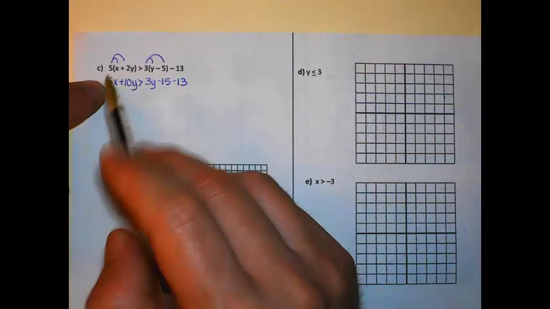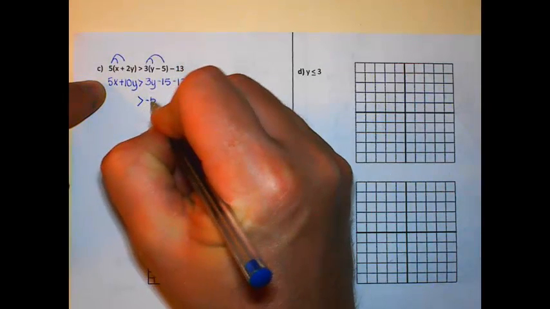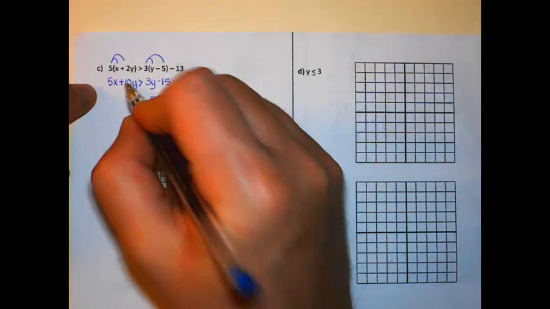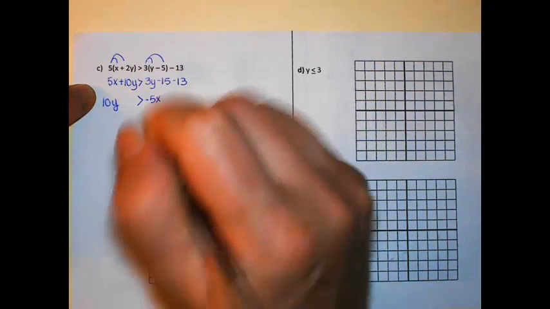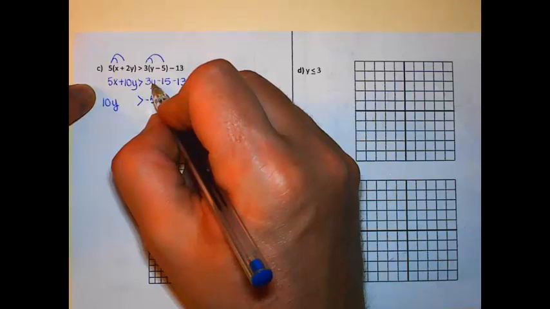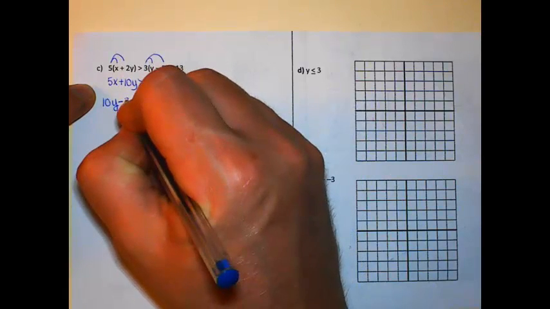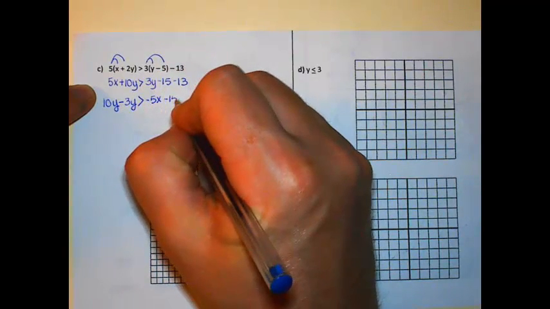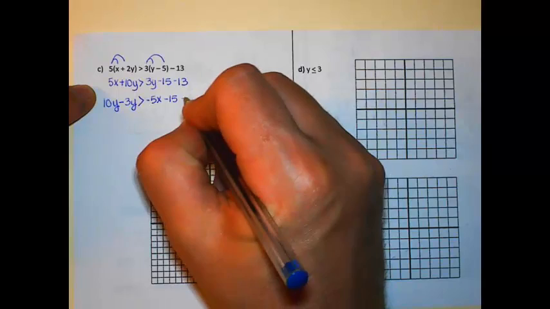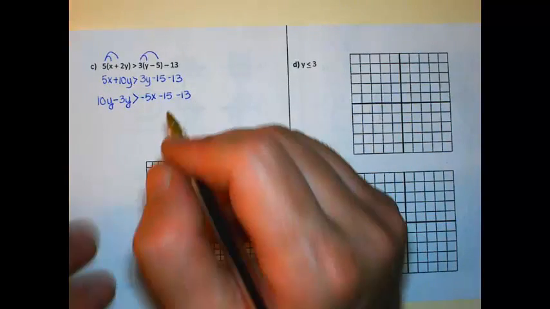So 5x does not have a y, so it's going to go to the other side, so it will become negative 5x. The 10y has a y, so I'm just going to bring it down. The 3y is on the wrong side. I need to move it to the left, so I'm going to move it, and it becomes negative 3y. The negative 15 is fine where it is, so I'm just going to bring it down. The 13 as well is fine where it is, so I'm just going to bring it down.